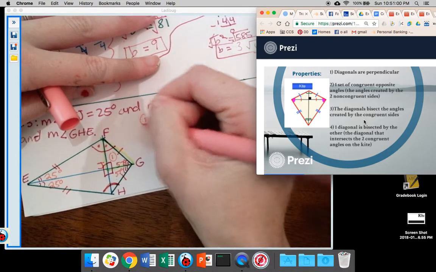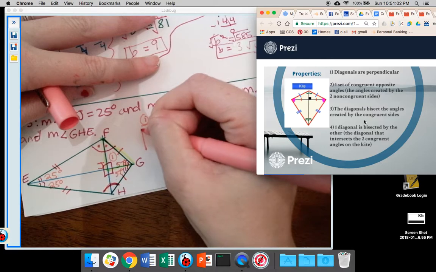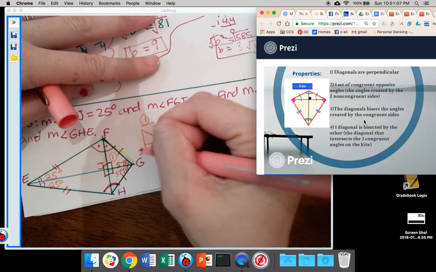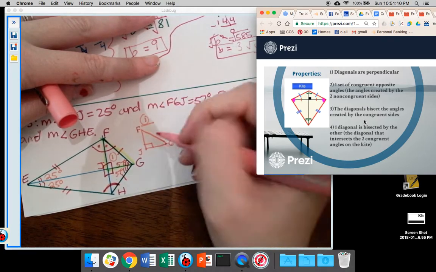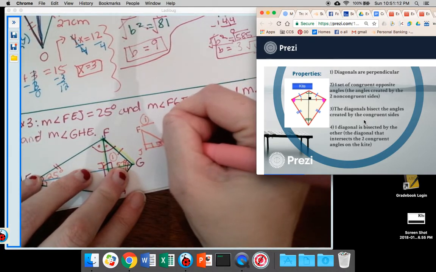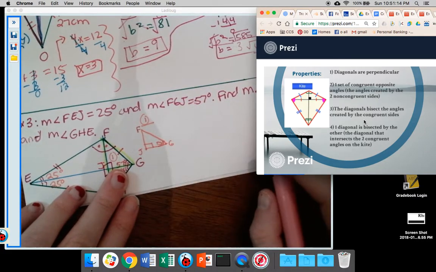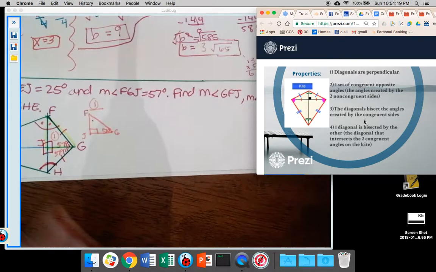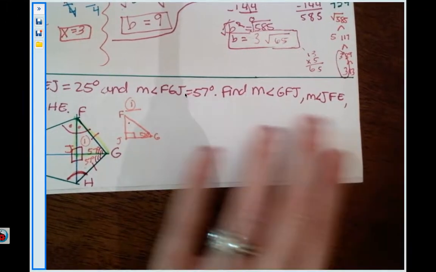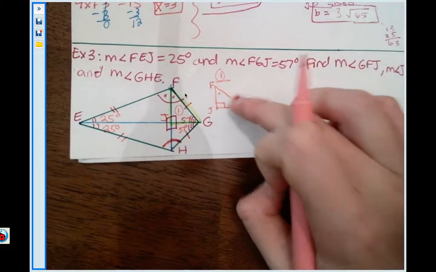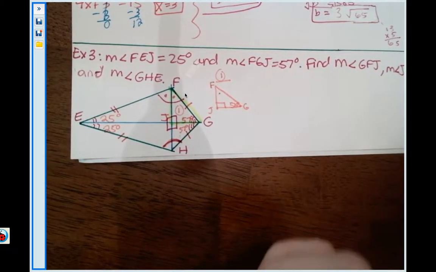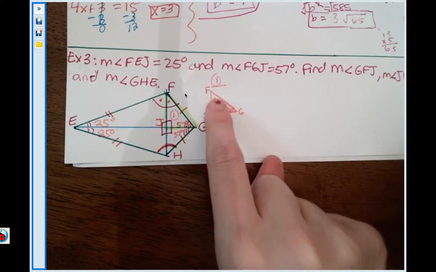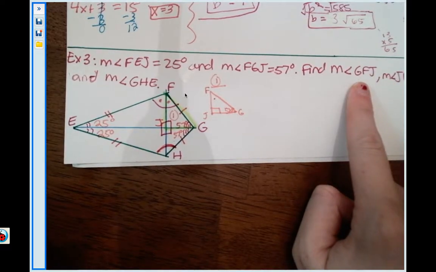Alright, so triangle 1, it looks like this. Let's see if I can do it without a ruler. Alright, I kind of did. So this is JFG. We know that this is 57 degrees, and one of the angles we're trying to find is GFJ. So GFJ, we're trying to find this guy right here. Okay, so we're trying to find this angle right here. So I know two of the angles in my triangle. I know that that's 90 and that's 57. So how could I find my third angle, which is angle GFJ?